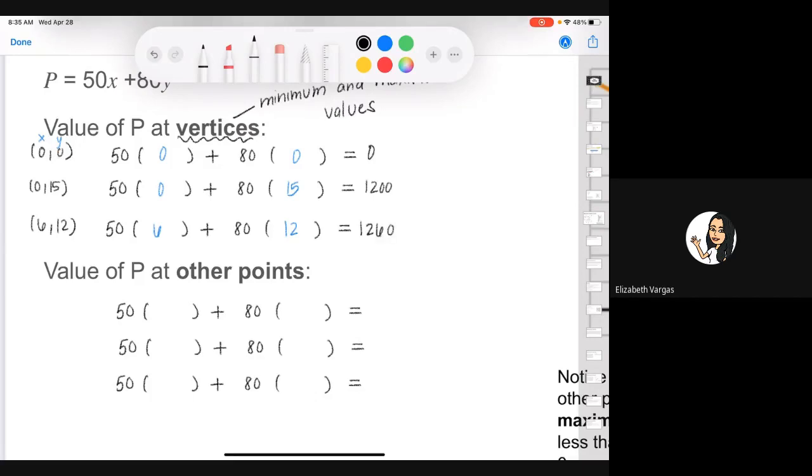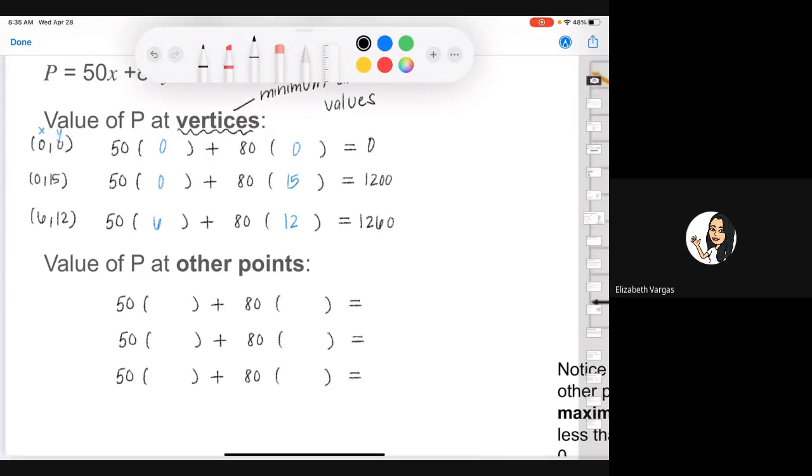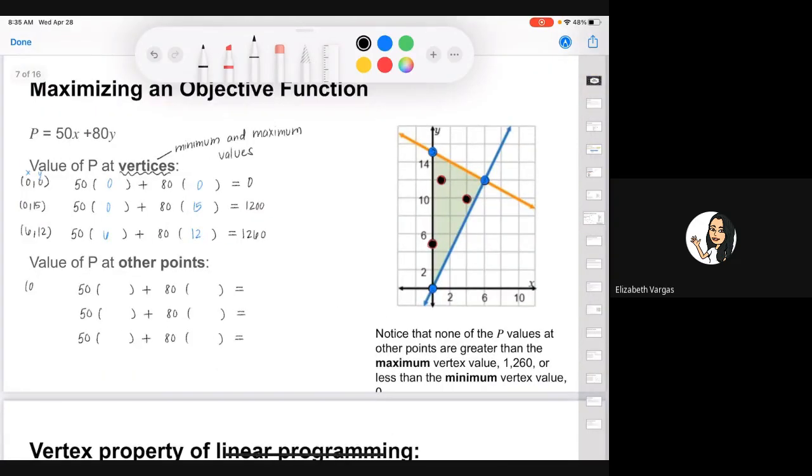We can also test our other points. Our other points here are going to be (0, 5), (1, 12), and (4, 10). Again, these are going to be x, these are going to be our y's. And again, just plug that into your calculator and see what it gives you. And what you'll notice is you do get different values, but your vertices are going to have the greatest possible value and the least possible value.